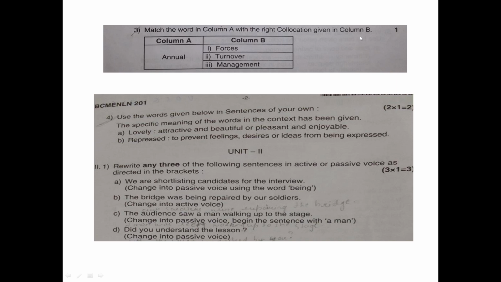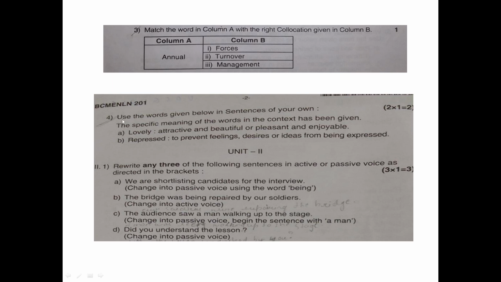Moving to the next question, you have to match the word in column A with the right collocation given in column B. For example, here they have given the word annual, and the word that goes with annual is annual turnover, not annual forces or annual management. Annual vacation, we can say, or annual examination, annual day. So these are the words that go with annual.